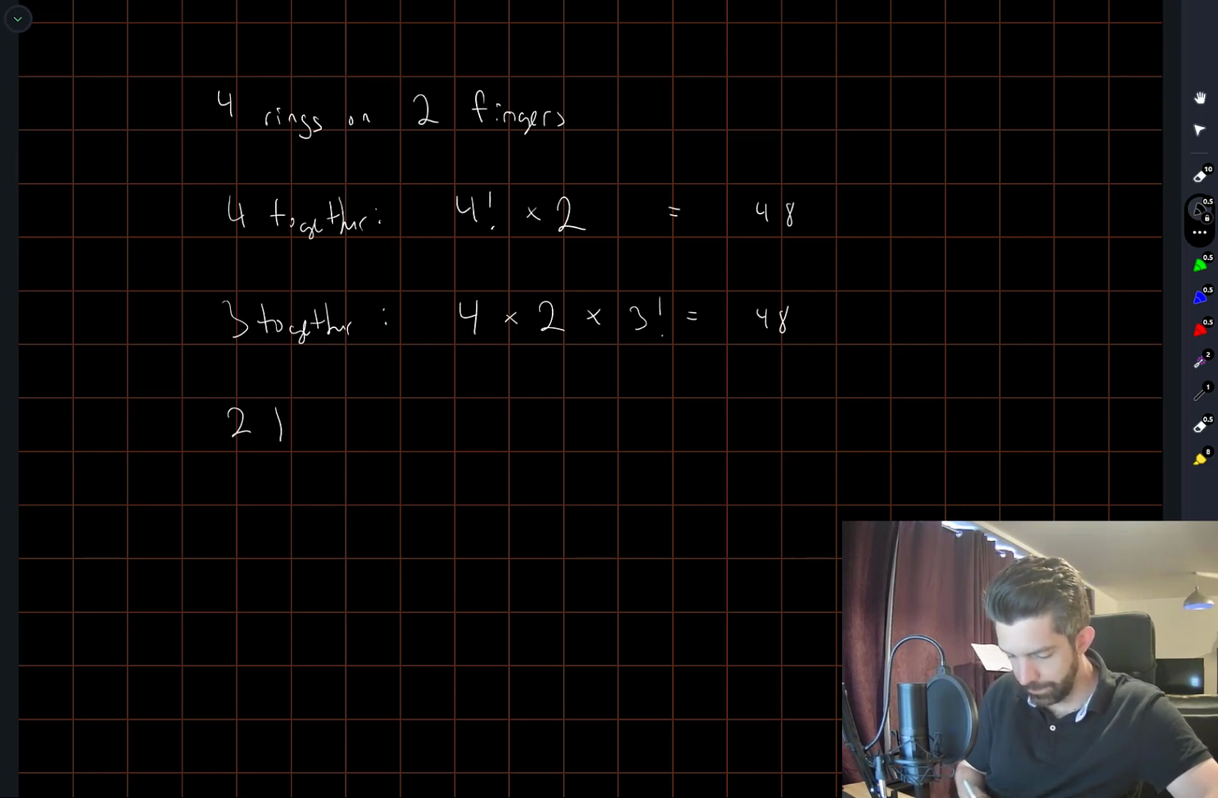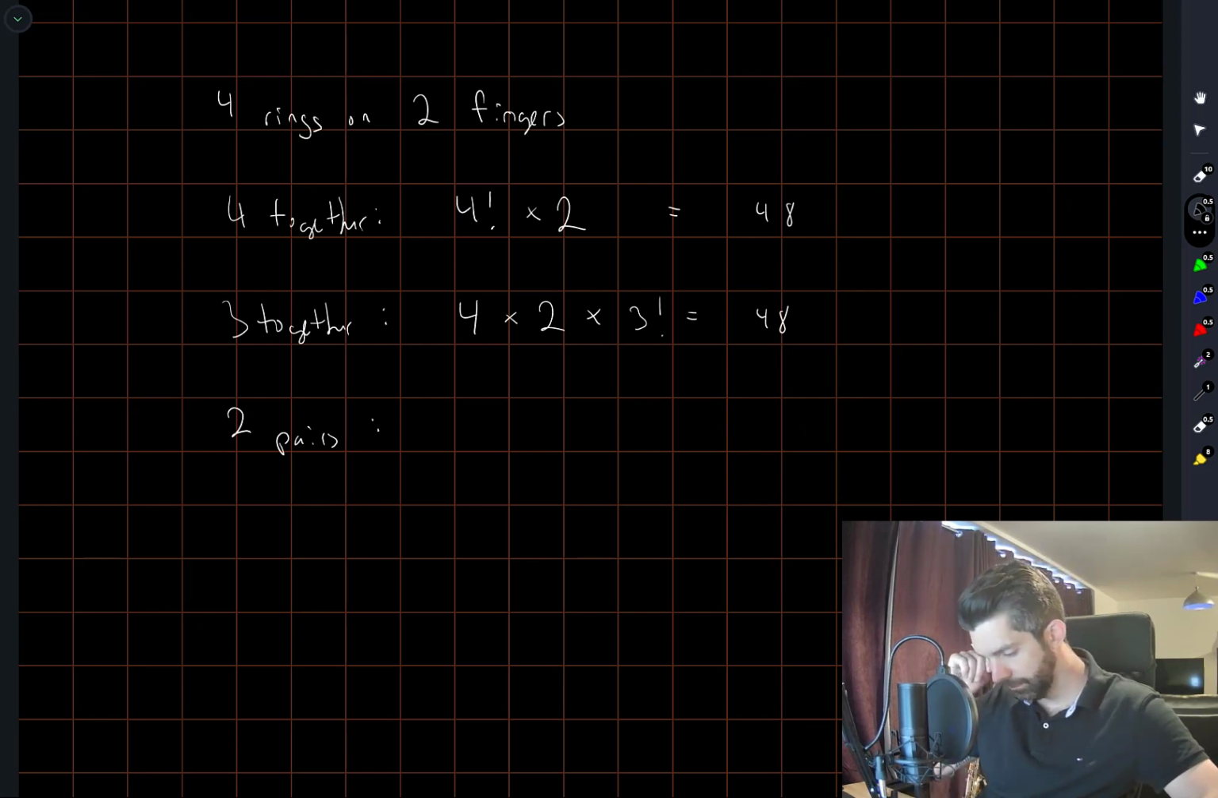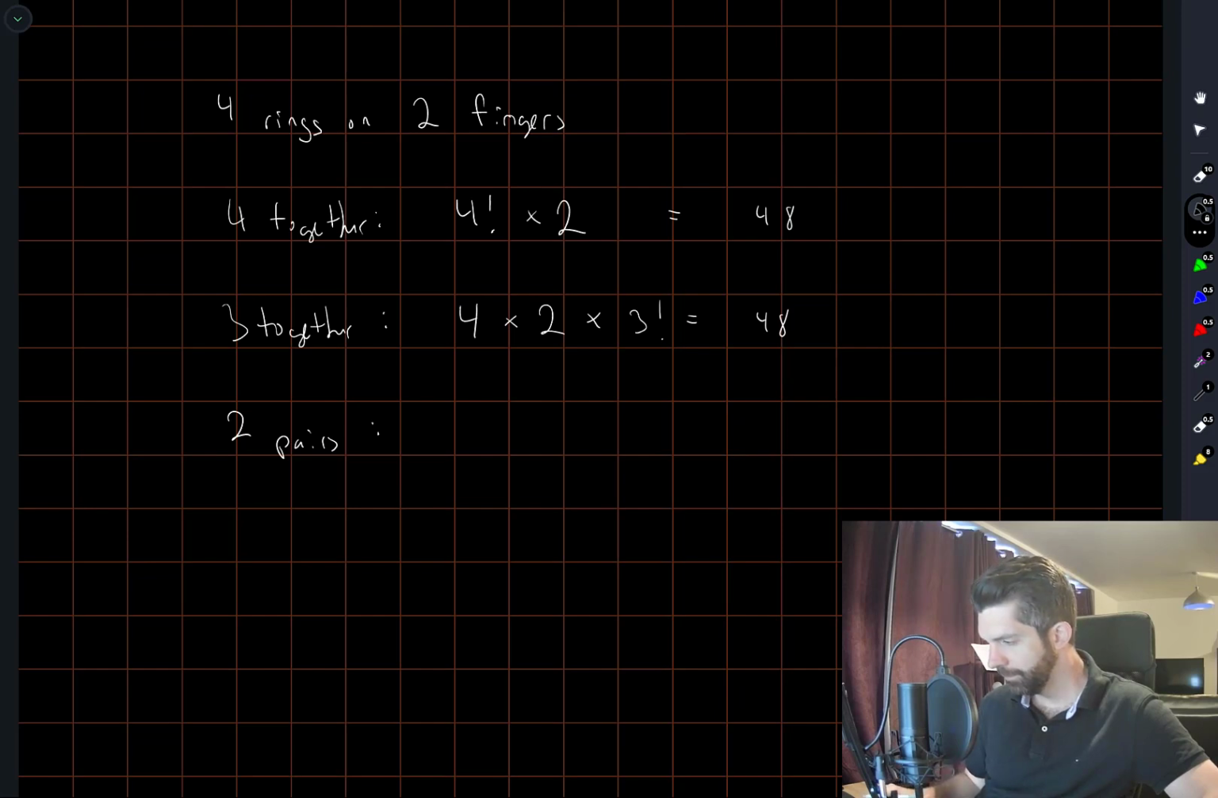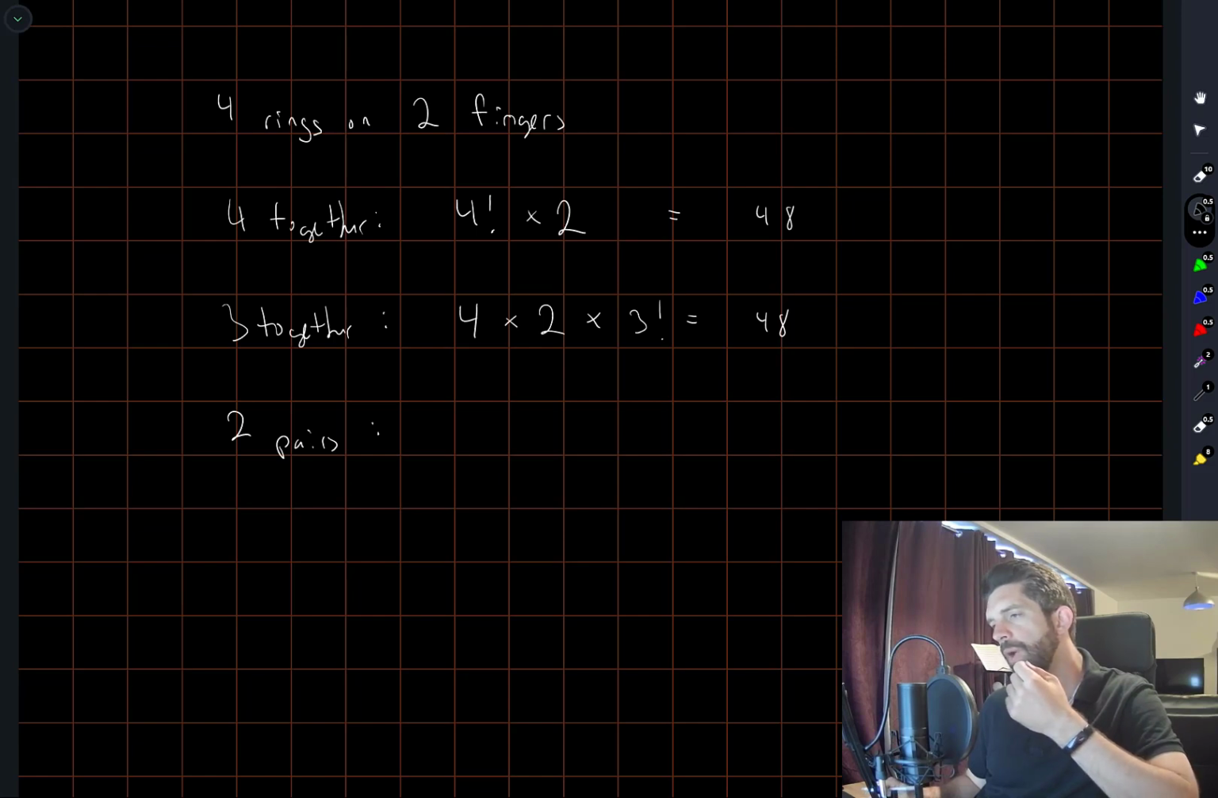And then what if we have 2 pairs? Okay, so interesting. With the 2 pairs, I don't really see exactly how we could get a 3 out of this, but let's try and figure this out. So I have 4 rings. I put 2 on each finger. How many ways are there of doing that? Well, okay, let's first figure out how many ways there are to divide the 2 rings between the 2 fingers.